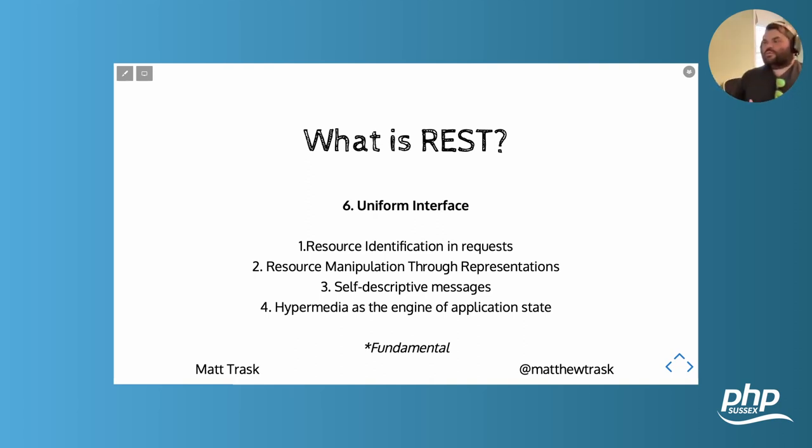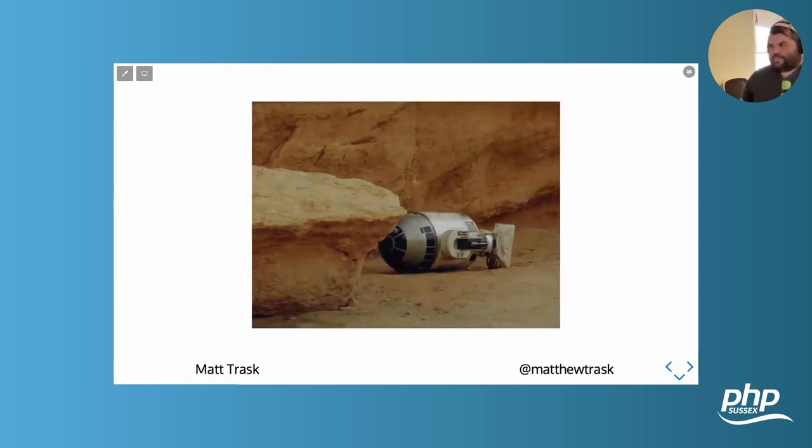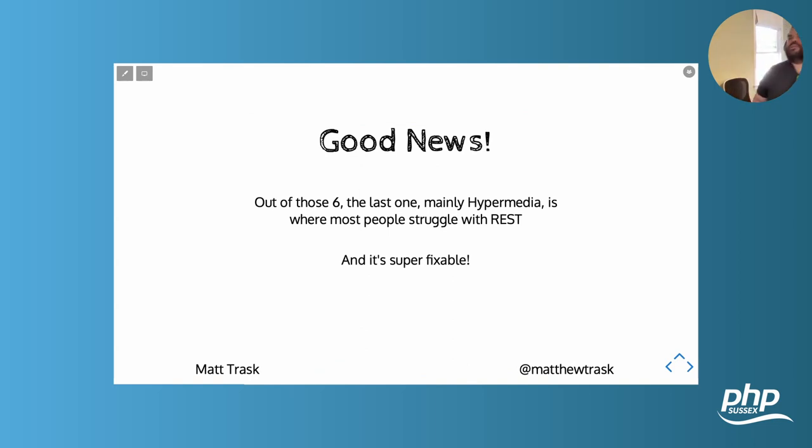This is what you can do to either fix it, mitigate it, or have another action happen. And the last one, again, is hypermedia as the engine of application state, HATEOAS, which are the links that we send back with our responses, pointing people in a new direction in case they want to update a resource, create a new resource, delete a resource, or dive deeper into that resource's relationships. So that's a lot. Quick break. The good news, though, is that the last one of those six, hypermedia, is where people usually struggle with REST, and it's fairly fixable.